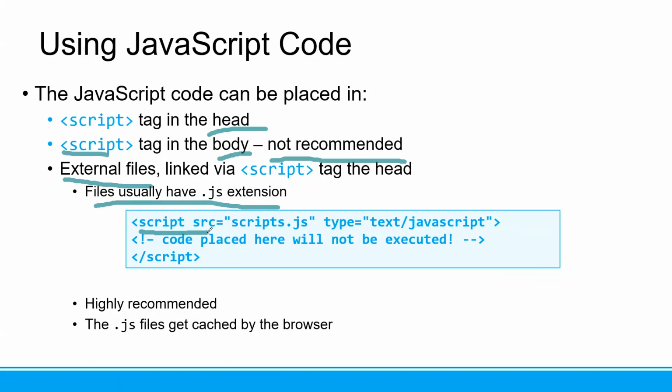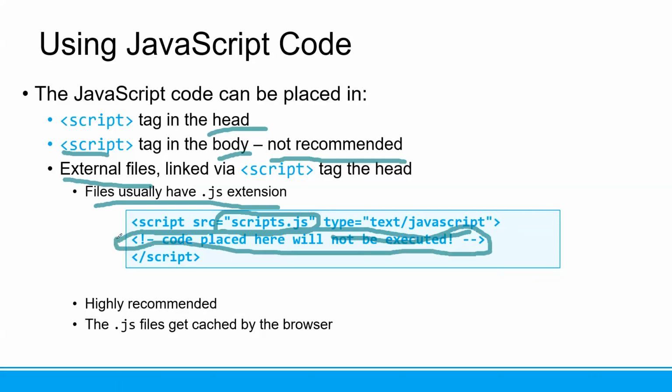Let's say this script src. So I'm going to check the script.js and the type is text JavaScript. If you still remember, you have this one. It is for the comment. And then for every script, we need to start and end, like the HTML.